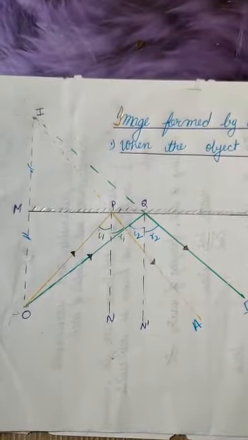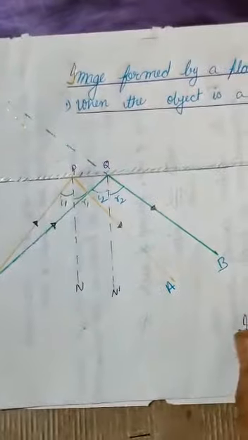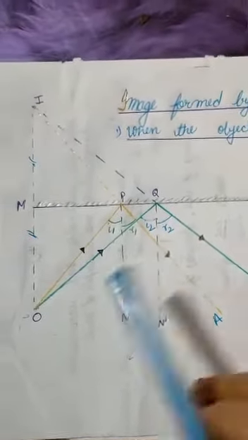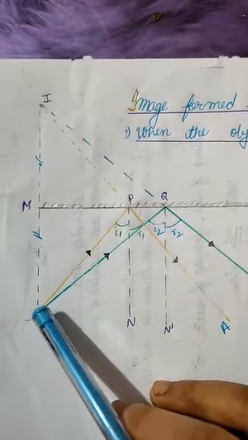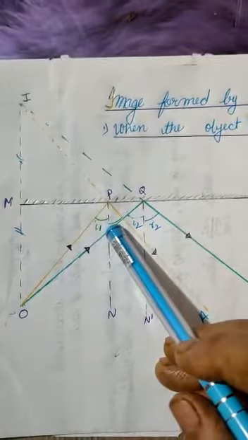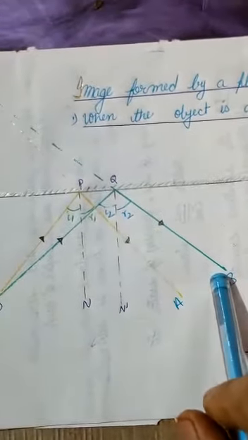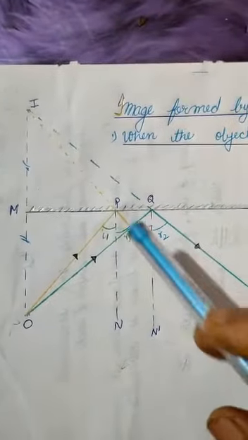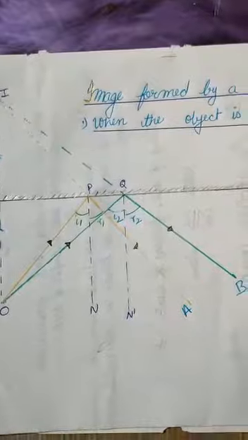In this diagram, M dash shows a plane mirror, O is the point object, and rays OP and OQ are the incident rays, and PA and QB are the reflected rays. PN and QN dash are the normals.